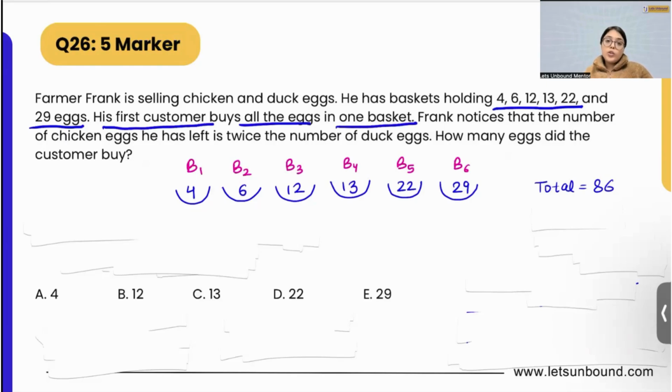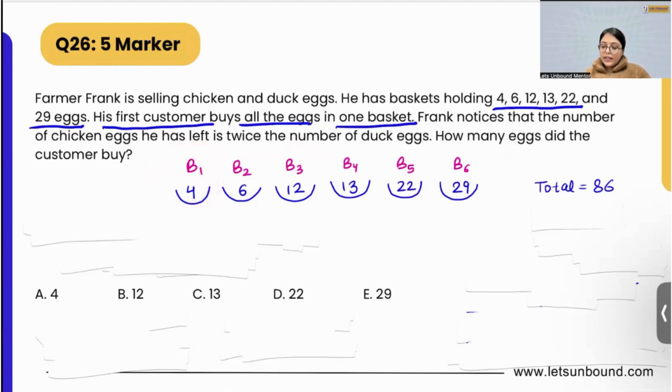So we don't know which basket the customer picked. It could be B1, right? The customer could have picked 4 eggs or 6 eggs or 12 or any of the remaining baskets. But whichever basket the customer picked, he took all the eggs from that basket. So that we need to remember. The entire basket was empty, that we can remember.